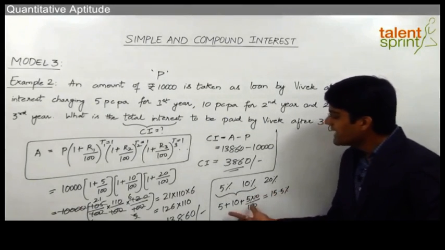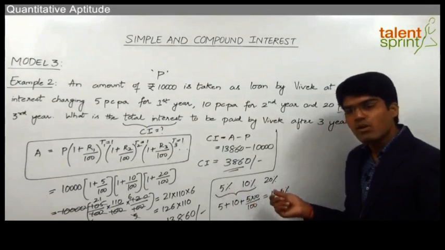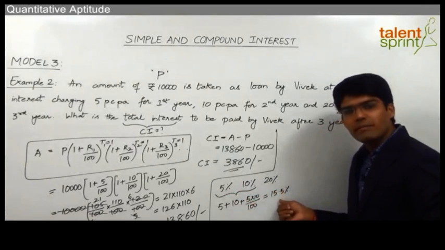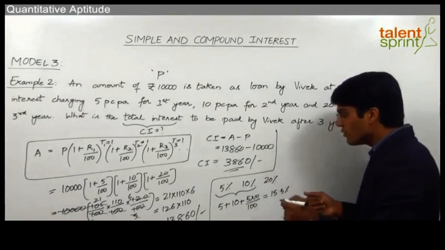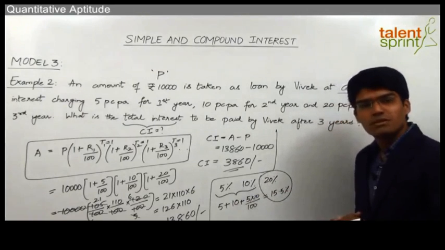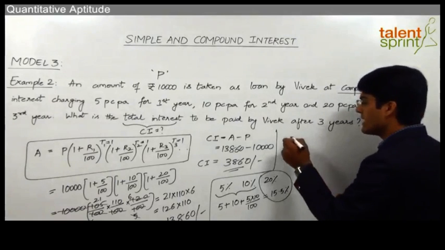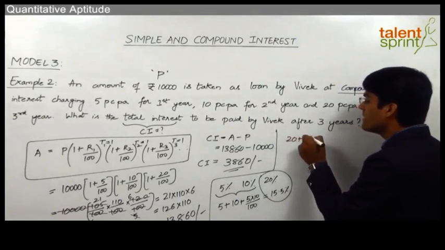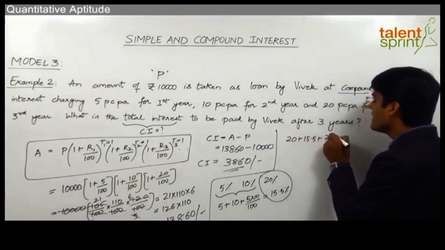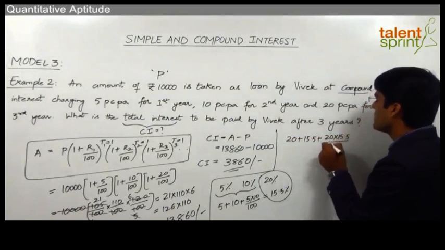After calculating the net percentage for the first 2 years, let us now take the effective value that we have obtained with 20% to find out the overall percentage for 3 years. And again, that can be taken as A plus B plus AB by 100. So that will be 20 plus 15.5 plus 20 into 15.5 divided by 100.